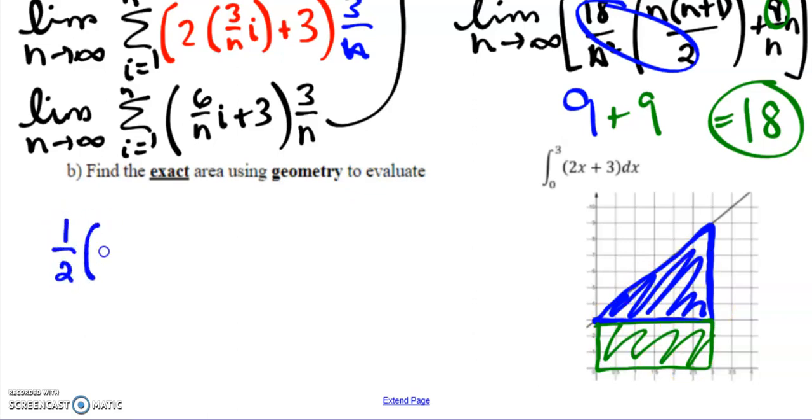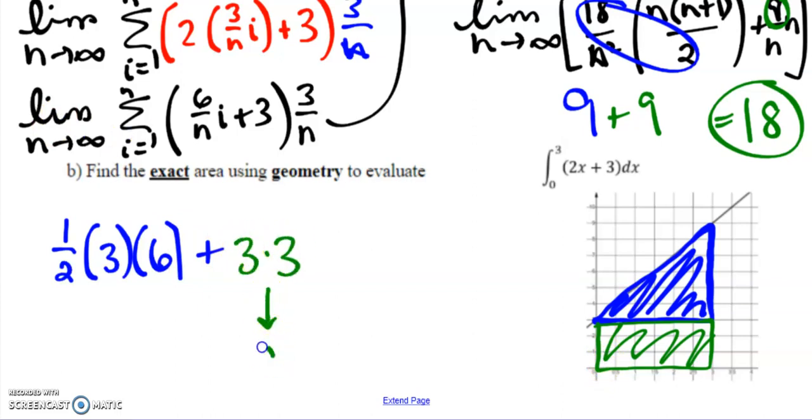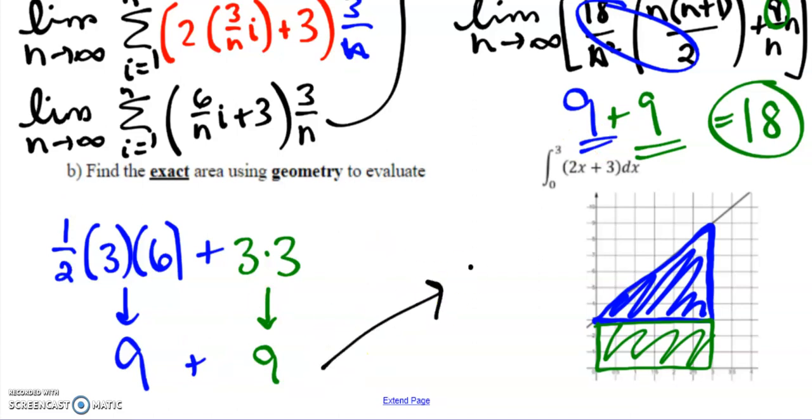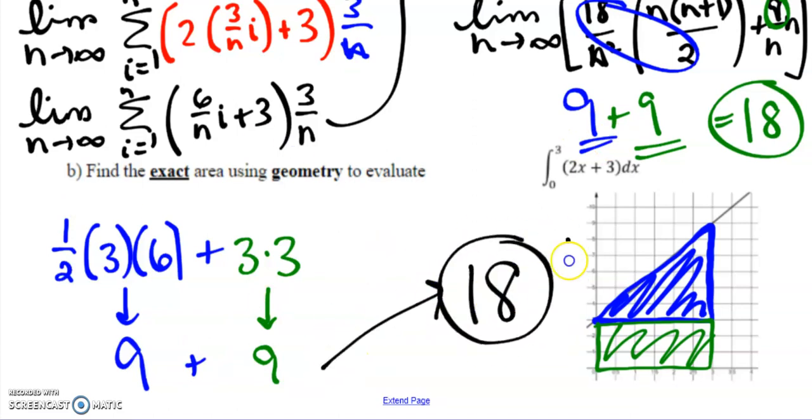It's 1/2 base times height plus the area of the rectangle, which is base times height. There's the green 9, and I do actually mean the green 9. There's the blue 9, and I do actually mean the blue 9 from my limit. And I end up with a total area of 18.